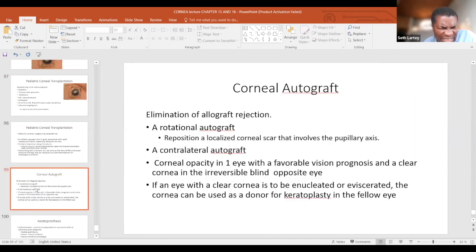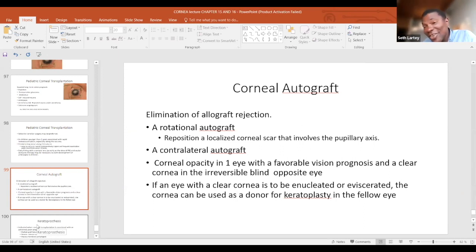So having said that, I think I'll end here, and you can read about corneal autograft in your free time, where you rotate the grafts. I did one a couple of weeks back, or maybe last week. You rotate it so the clear cornea comes into the visual axis, or you can take a cornea from the other eye which is blind and transplant it.